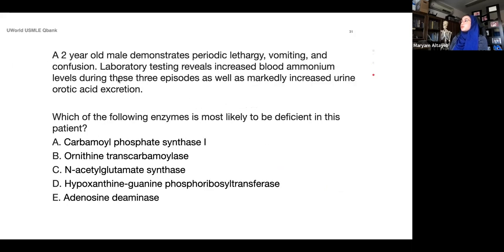Okay. Next, a 2-year-old male demonstrates periodic lethargy, vomiting, and confusion. Laboratory testing reveals increased blood ammonium levels during these episodes, as well as marked urine orotic acid excretion. Which of the following enzymes is most likely to be deficient? Remember, orotic acid is for ornithine transcarbamylase. Perfect. Amazing. And remember, if you have carbamoyl phosphate synthetase 1 deficiency, then orotic acid is low. You don't have orotic aciduria. You are just going to have a buildup of the other products, like glutamine and whatnot.